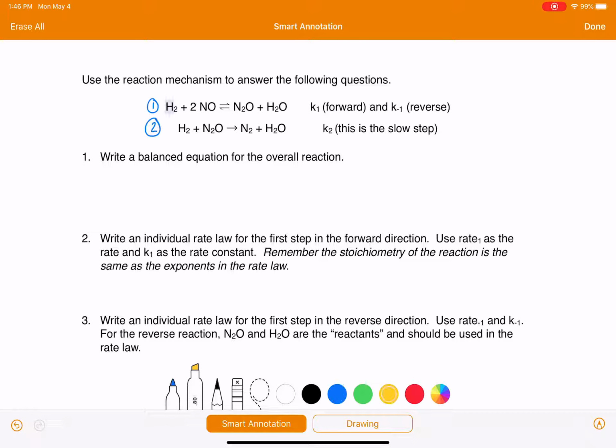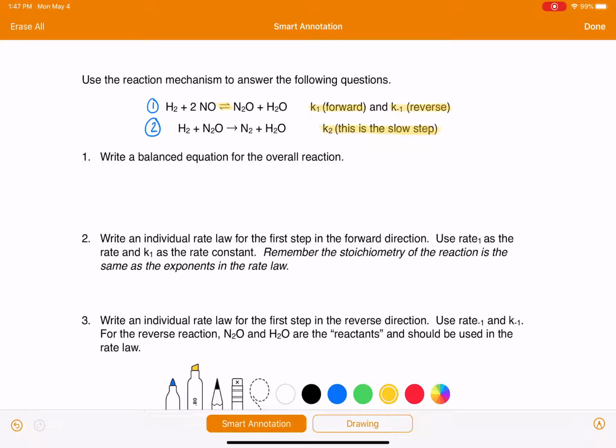And this time we're just being told right off the bat, K2, this is our slow step. So we don't have to try to compare the values of K. Now notice something different about this one. Elementary step 1 is in equilibrium. And so we have two K values for this elementary step 1. We have a forward and a backwards rate. And we're calling them, this is standard notation, we're calling the forward reaction K1 and the backward reaction K-1. And that's just always how it is.